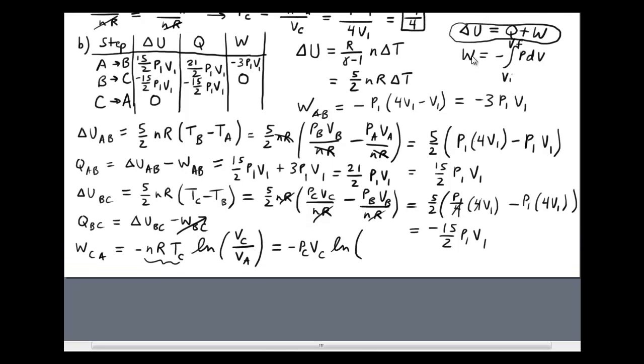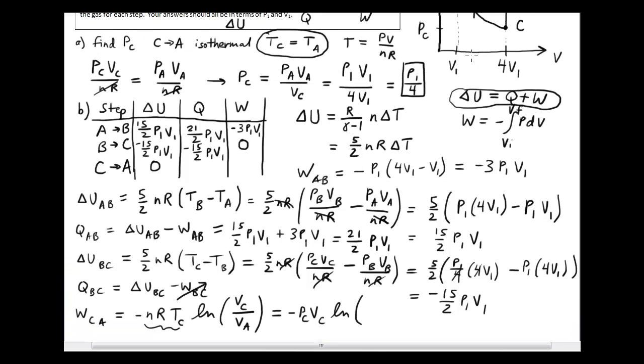Well, Vc, that is the higher volume, 4V1. Va is V1, right? So, oh, except I wrote it wrong, didn't I? All right, here's where I have to be careful. It's really easy to make these kind of mistakes. I didn't get the final and the initial right.